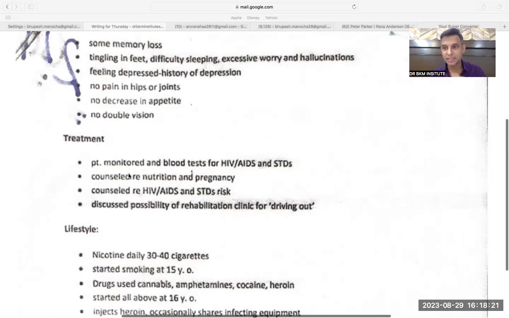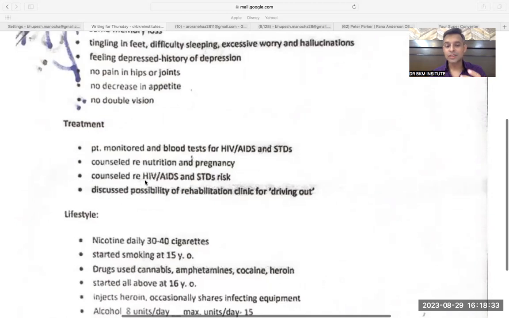RE in OET means regarding. You will get the recorded lecture, so don't worry. Just keep listening, keep focusing. Counseling was given regarding nutrition and pregnancy because she was pregnant. She was counseled regarding HIV, AIDS, and STDs. So she was also counseled regarding these things and blood tests were offered.